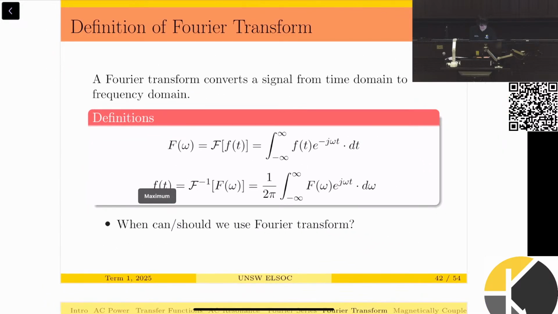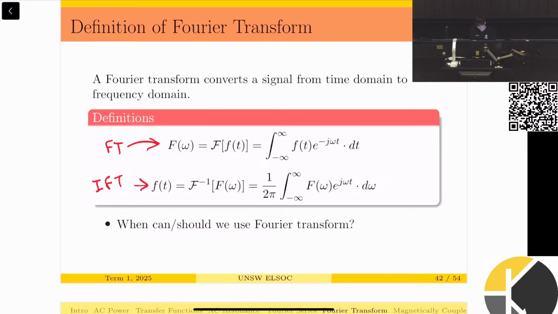So these are the definitions for the Fourier transform. If we want to convert a function in the time domain directly to the frequency domain, I'm going to use this definition here, which is the definition of the Fourier transform. If I have a function in the frequency domain and I want to convert that back into the time domain, I'm going to use this formula, which is the inverse Fourier transform.